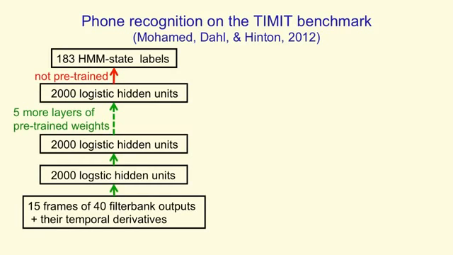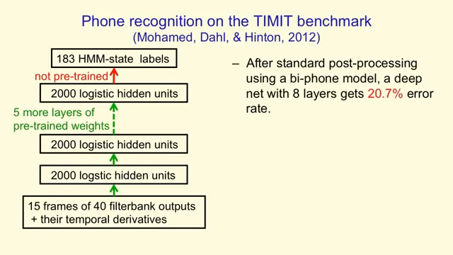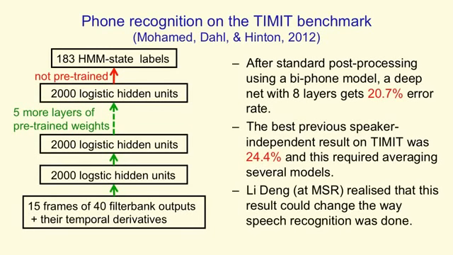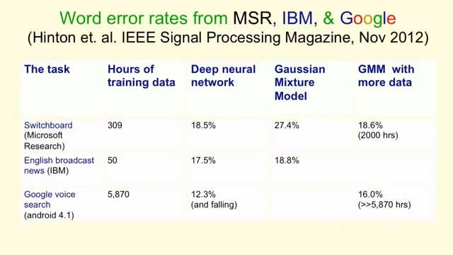After standard post-processing, they got a 20.7% error rate on a very standard benchmark, which is kind of like the MNIST for speech. The best previous result on that benchmark for speaker-independent recognition was 24.4%, and a very experienced speech researcher at Microsoft Research realized that that was a big enough improvement that this would probably change the way speech recognition systems were done, and indeed it has. If you look at recent results from several different leading speech groups, Microsoft showed that this kind of deep neural network, when used as the acoustic model in a speech system, reduced the error rate from 27.4% to 18.5%, or alternatively, you could view it as reducing the amount of training data you needed from 2,000 hours down to 309 hours to get comparable performance.